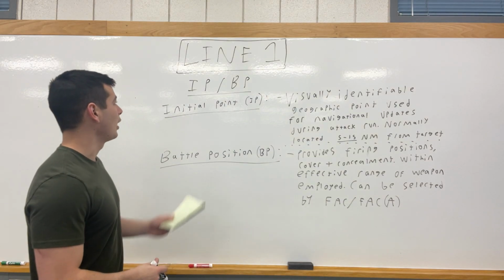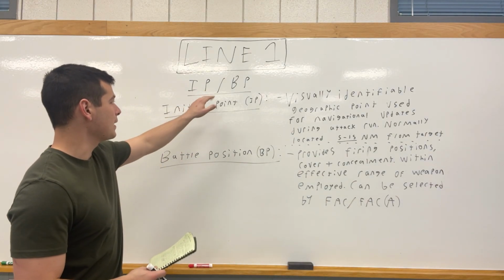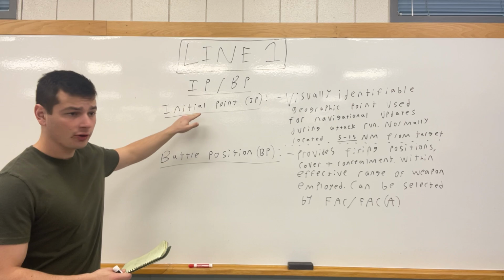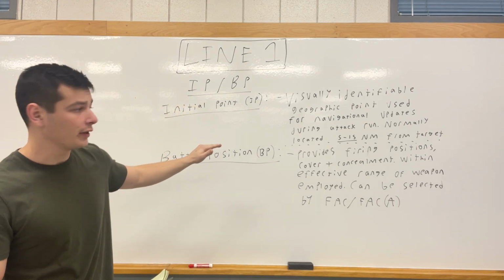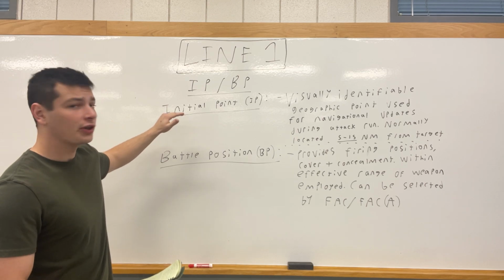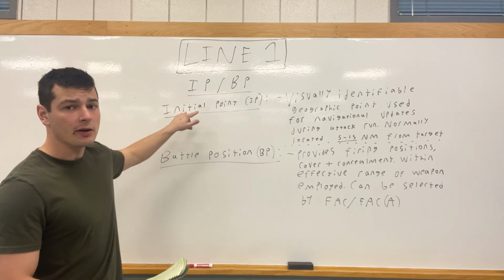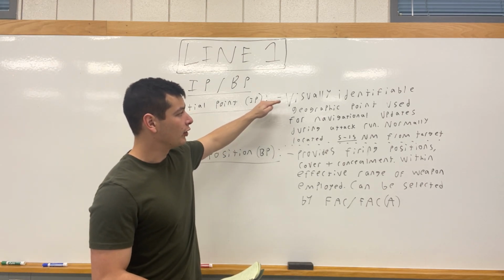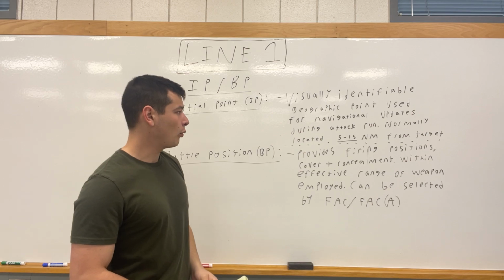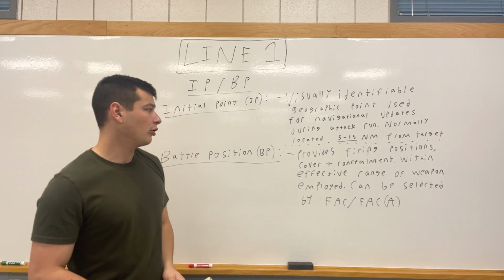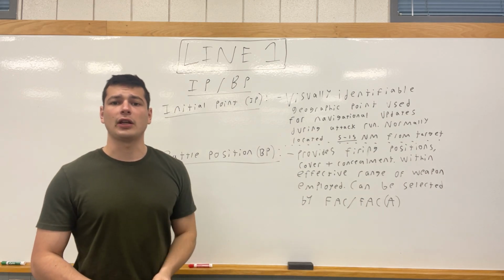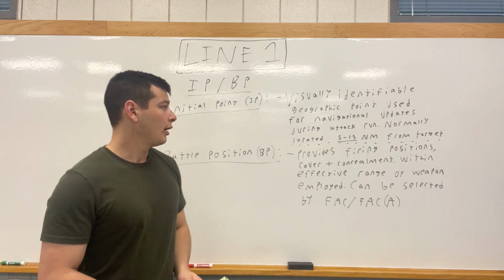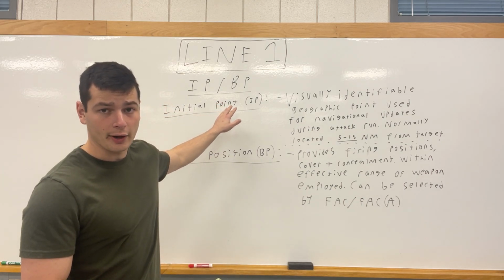But line 1 is your IP or BP. That stands for initial point or battle position. And line 1 is going to be one or the other. It's not both of these. So to understand what each of these mean, IP or initial point is a visually identifiable geographic point used for navigational updates during the attack run, and it's normally located within 5 to 15 nautical miles from the target area. This is typically used for fixed-wing aircraft.